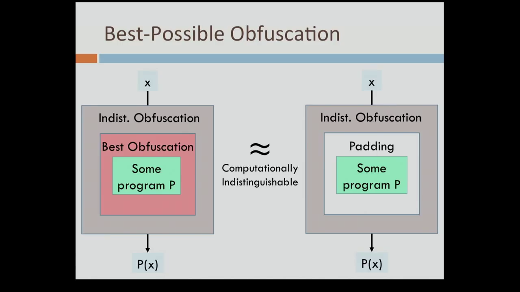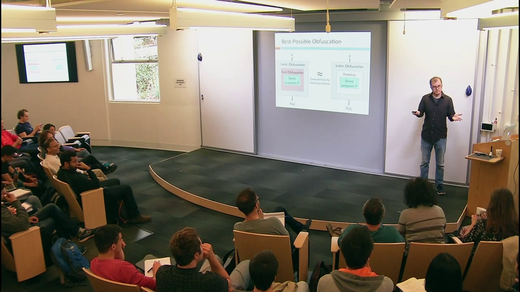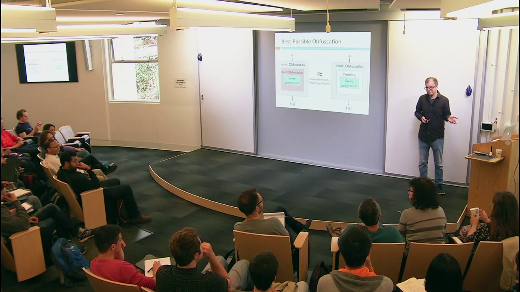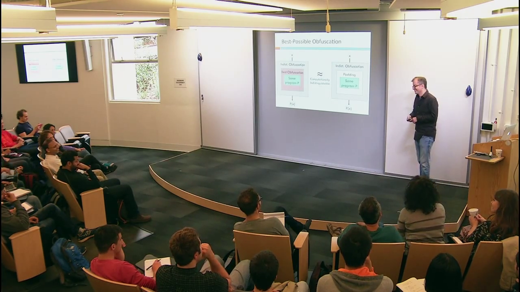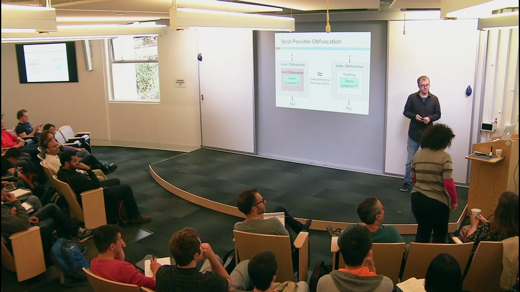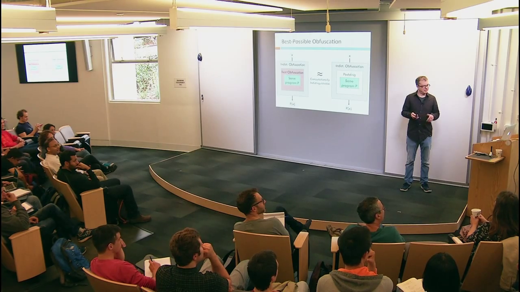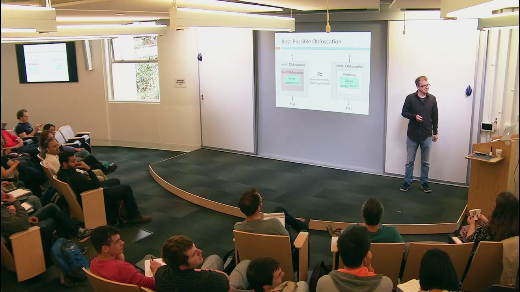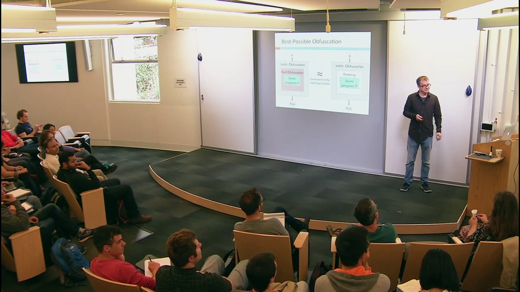Does that make sense? You're saying, ignoring issues of efficiency, this is fine, right? Because presumably, for current obfuscation constructions, this padding will be like the size of the universe. As long as it's polynomial in the size of the universe, it's fine with me. Thank you.